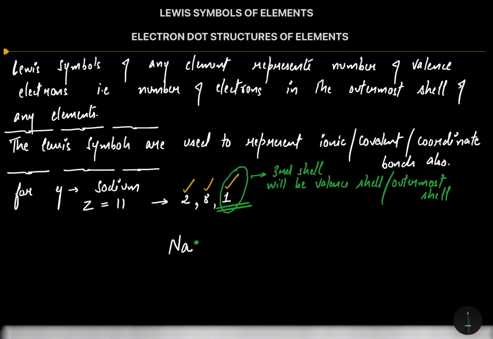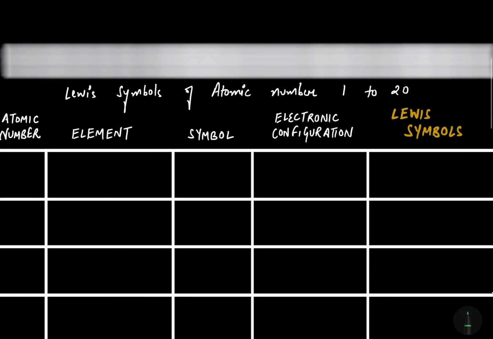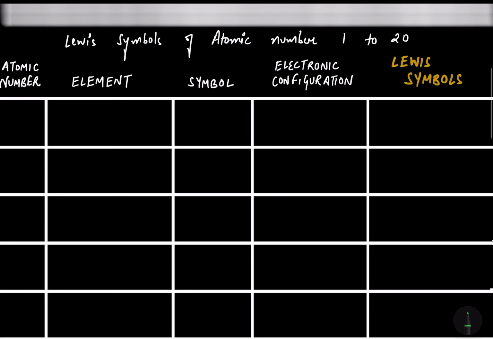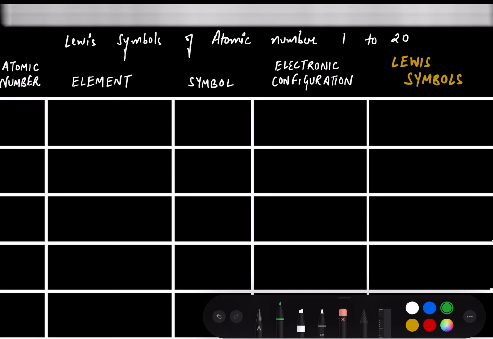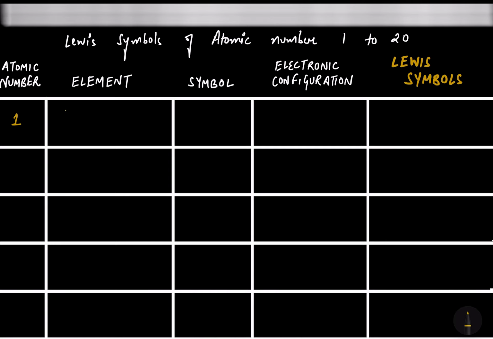Now let's represent the Lewis symbols of atomic number 1 to 20. So let's start with atomic number 1. It's hydrogen. The symbol for hydrogen is H. The configuration will be 1. Here only one shell is present and 1 electron is in the first shell. So the Lewis symbol for hydrogen comes out to be H with 1 dot, that is 1 electron.